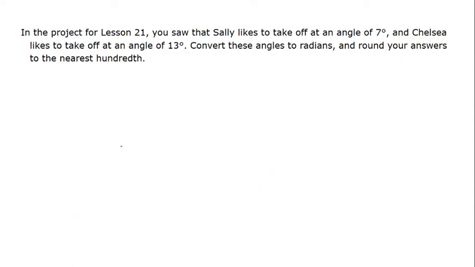In the project for lesson 21, you saw that Sally likes to take off at an angle of 7 degrees and Chelsea likes to take off at an angle of 13 degrees. Convert these angles to radians and round your answers to the nearest hundredth.